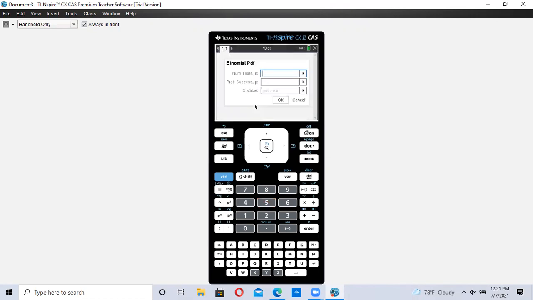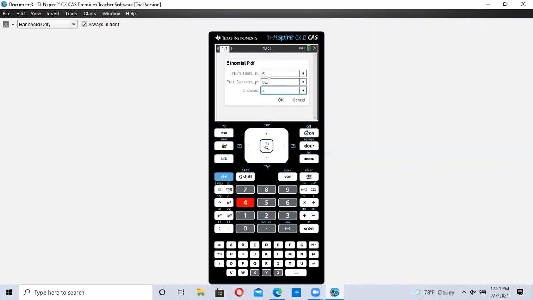Exactly, PDF is A. The number of trials, N, is 6. There are 6 questions on the test. The probability of success, the probability of getting a question correct, is 0.5. And X is the value that you want. In this case, PDF means exactly. We want to get 4 correct. That's the question: what's the probability of getting 4 correct? Not 2 correct, not 3, not 6, 4 correct.